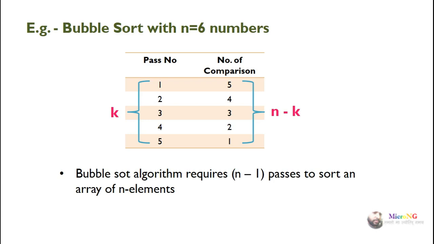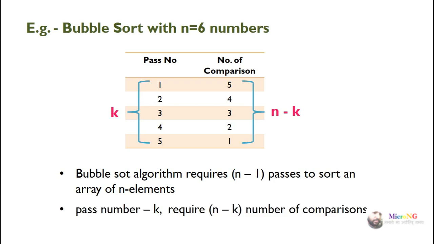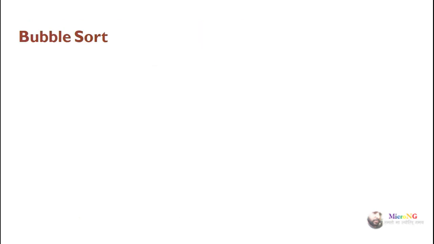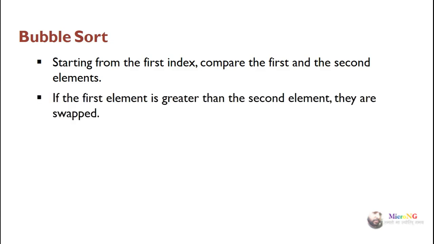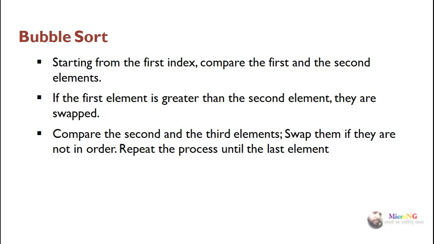In the bubble sort algorithm, we require a total of n minus 1 passes to sort an array of n elements. Pass number k requires n minus k comparisons. Now let's see how the bubble sort algorithm works. Starting from the first index, compare the first and second elements. If the first element is greater than the second element, they are swapped. Compare the second and third elements, and swap them if they are not in order. Repeat the process until the last element.